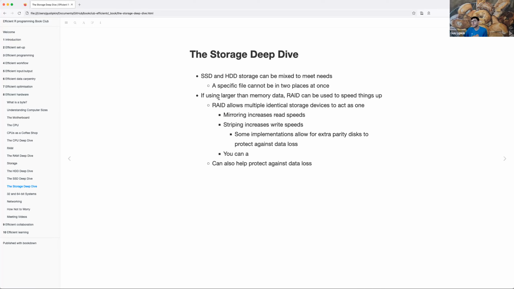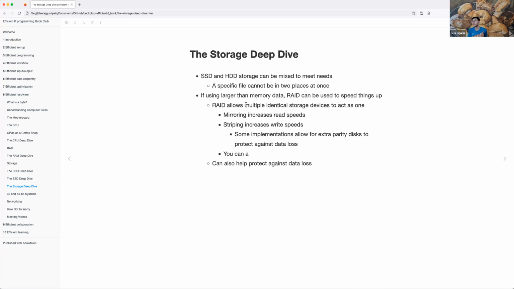If you're using larger than memory data, you can use RAID. There's a few different implementations, but that allows you to use multiple identical storage devices that act as one device. And so if you took 2 identical hard drives and you mirrored it, then your write speeds would be slower because you have to write to 2 drives. But if you're reading, you can read from 2 drives at the same time, and that will speed up your read a lot.